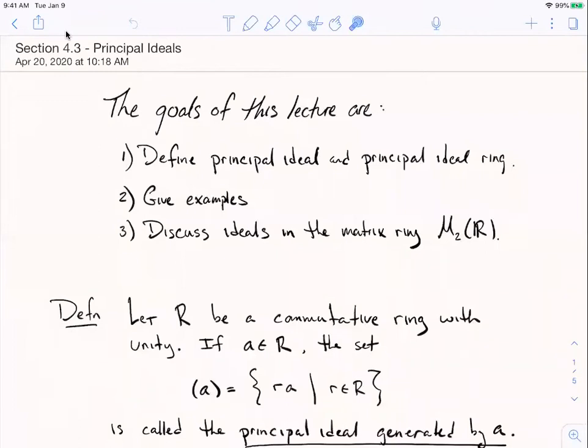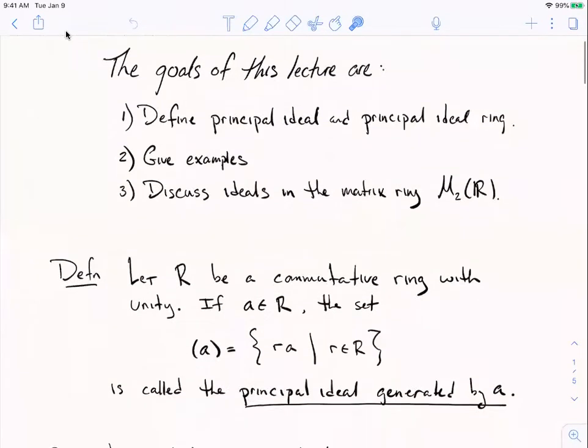So you're looking at the goals of the lecture there. I'll just kind of outline them. I want to define what I mean by a principal ideal and a principal ideal ring. I want to give a few examples to illustrate those definitions. And then I want to end by playing around with a factor ring that involves matrices, so we can do a little bit of work in the matrix ring. It's not one of our common examples, but I want to bring it into the conversation.